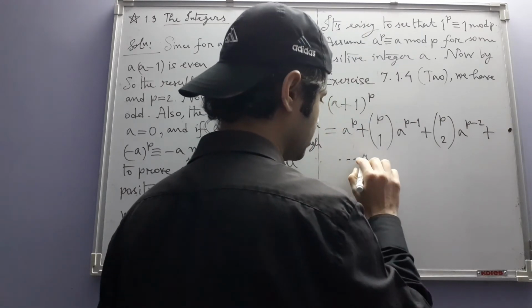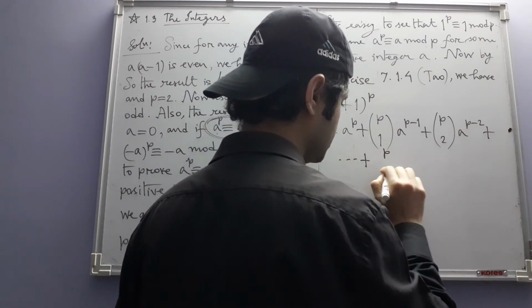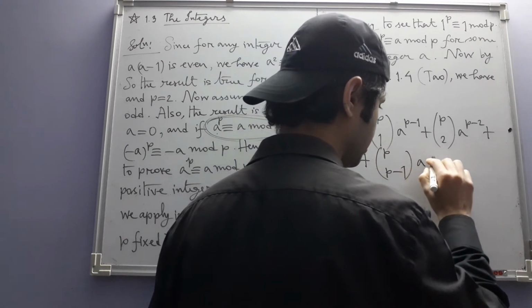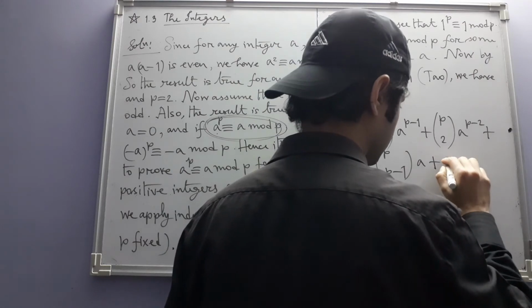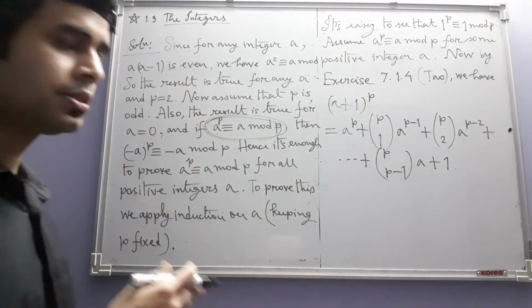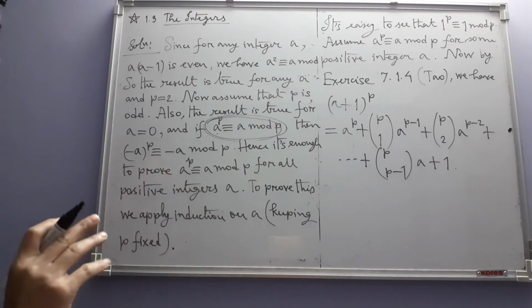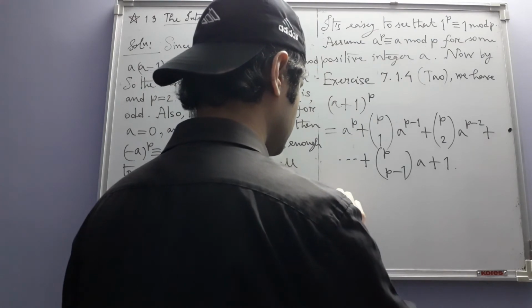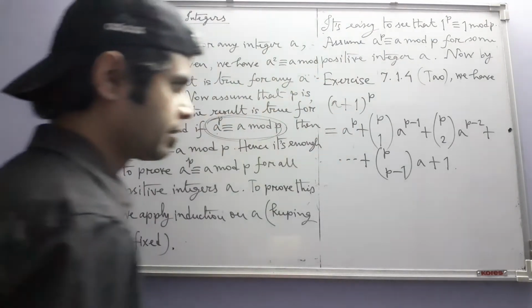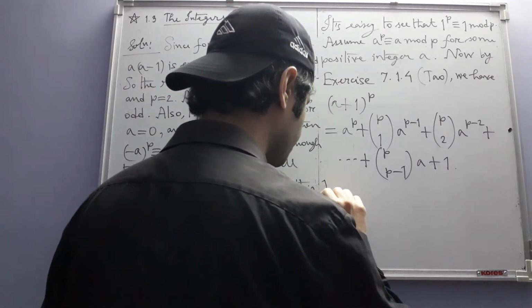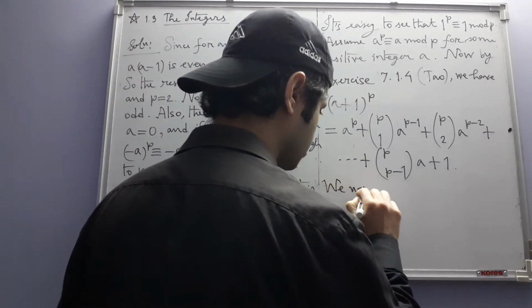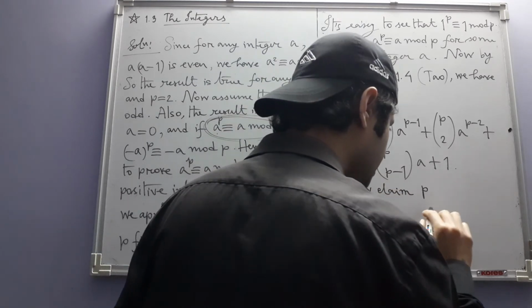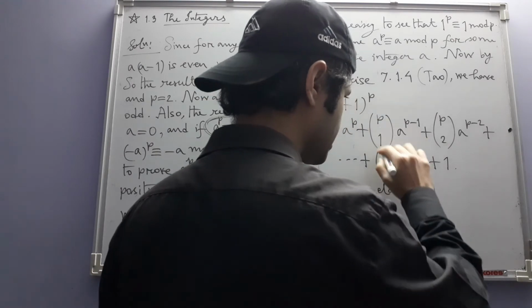Plus, etc., plus PC, let me write one more, PC P minus 1, A plus 1, is PCP times 1. Okay. And now we make a claim. We now claim that P divides these binomial coefficients.